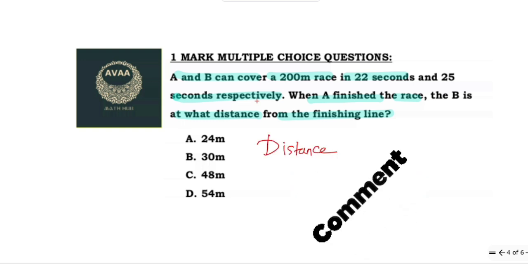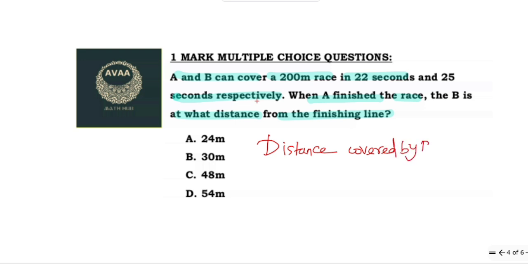Distance covered by B in 25 seconds. In 25 seconds, B is covering 200 meters. Of course, the options are 24 meter, 30 meter, 48 meter, 54 meter. Now we'll continue the working part.